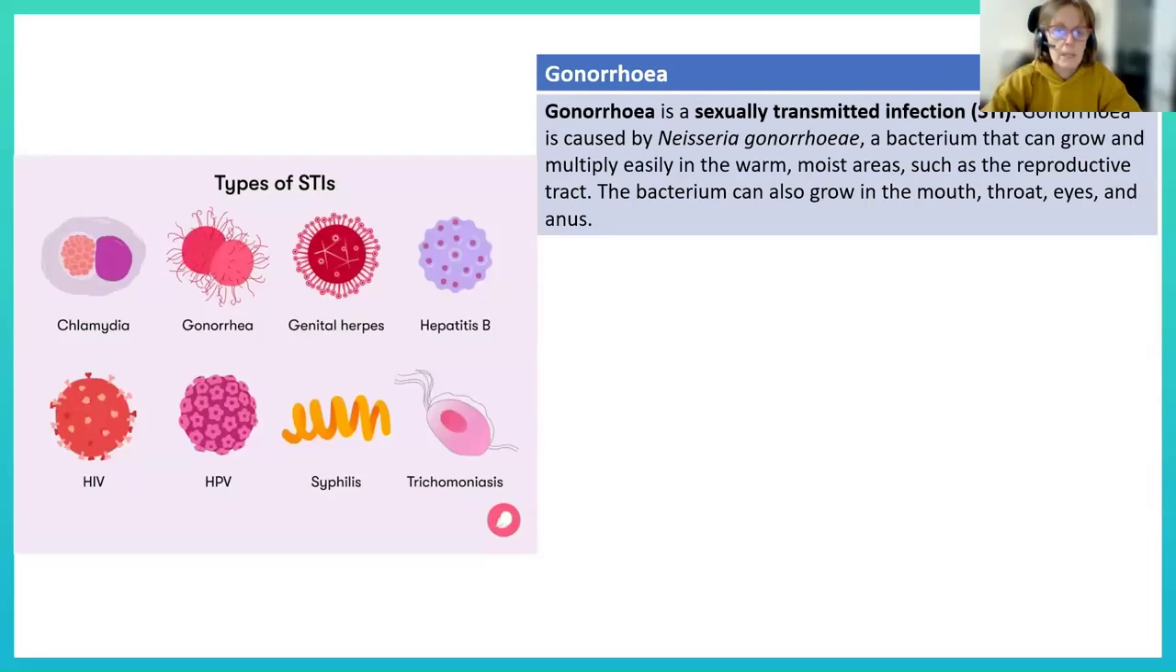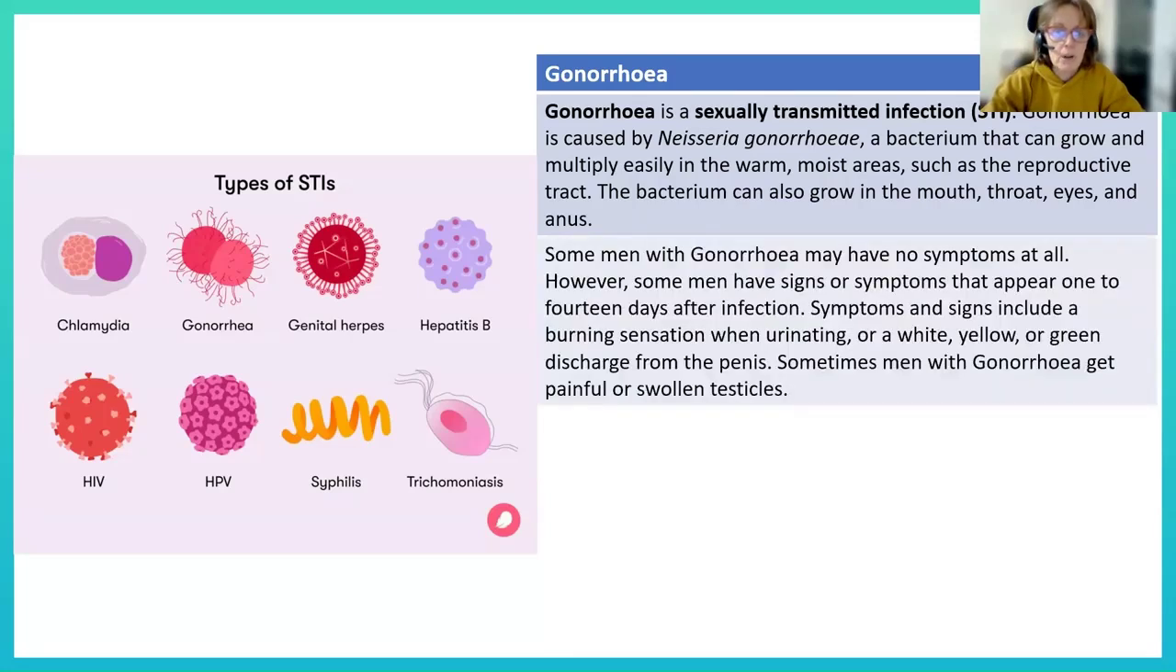So, other bacterial diseases that we should know about include gonorrhea. That's a sexually transmitted infection, or STI. It can grow and multiply very easily in warm, moist areas such as the reproductive tract. Or it will also grow in the mouth, the throat, the eyes, and the anus. So any mucous membrane it comes into contact with, any non-skin type tissue. The reason gonorrhea is of interest at the moment, particularly, is there are antibiotic resistant strains of it around. So we can't always treat it with antibiotics. So it's really important that the population is aware of it.